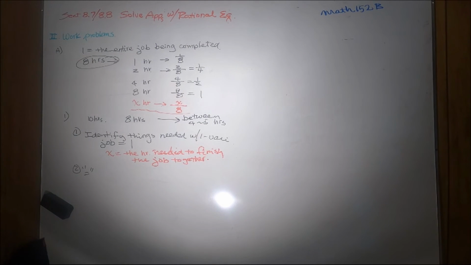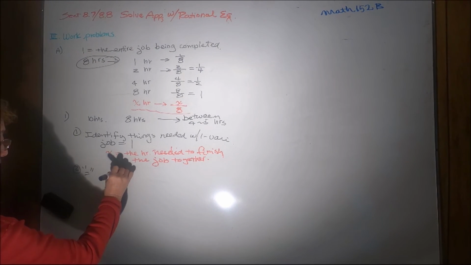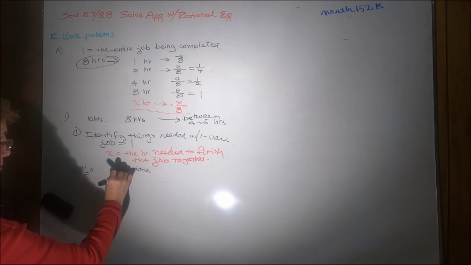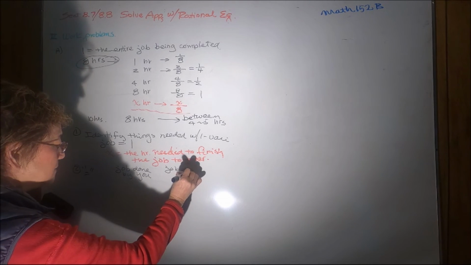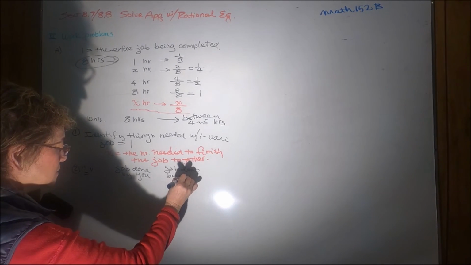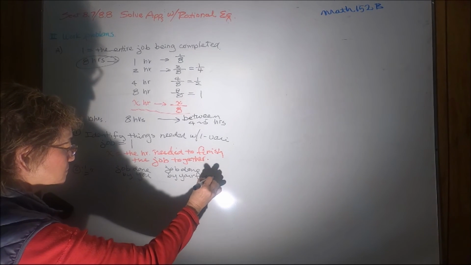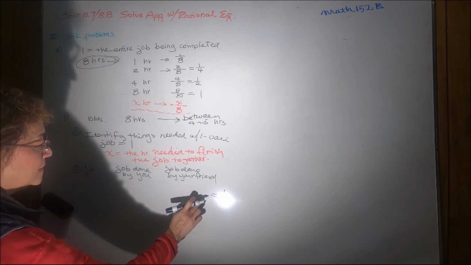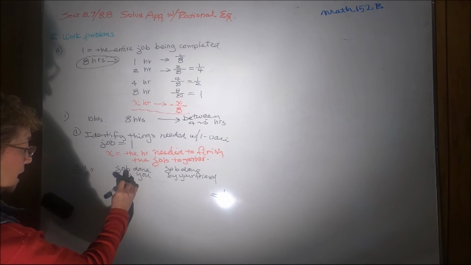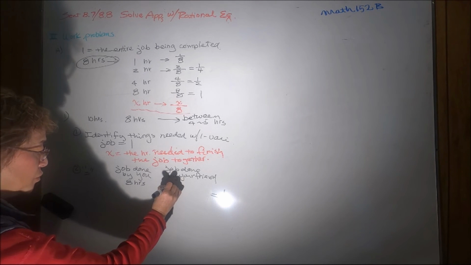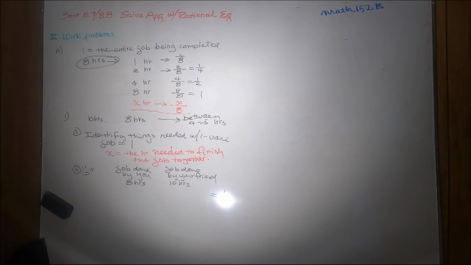So the equation would be what? The job done by you and the job done by your friend, right? Total should be what? 1. In x hours, you finish the job. So the job done by you will be what? You will do it in 8 hours. Your friend will do the whole thing in 10 hours.